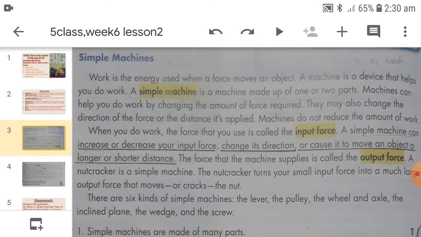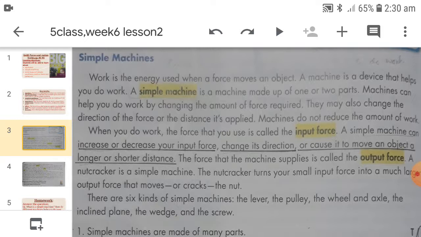But what is work done in terms of physics? When an object is moving as a result of some force, it means if you apply some force on an object and as a result that object moves a distance, then it is called work done. Input force means the force that you apply or that someone else applies to do some work. Output force, the force that the machine supplies as a result, or the work which is done, is called output force.